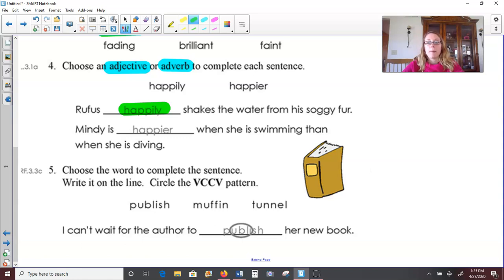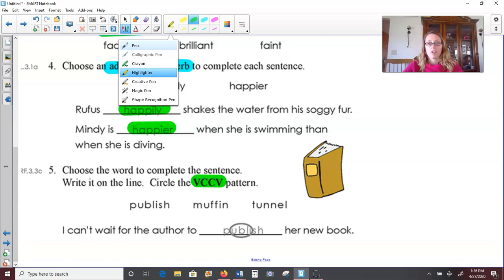Well, I think you can hear that happily sounds better because it's an adverb describing how Rufus is shaking the water. Mindy is happier when she is swimming than when she is driving. Happier is an adjective in the sentence describing Mindy. She is happier. So it's actually an adjective that compares. All right, number 5, choose the word to complete the sentence. Write it on the line, and we're going to circle the vowel, consonant, consonant, vowel pattern.